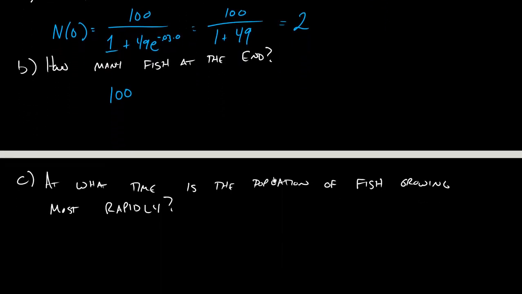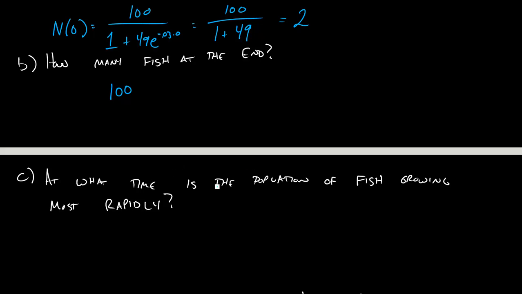Now here's a trickier problem. At what time is the population of fish growing most rapidly? One of the facts that we remember from our introduction is that the population is growing most rapidly when the population is equal to L over 2. So what we want to know is, when is P of t equal to 100 divided by 2? When is P of t equal to 50? That will tell us the value of time t when the population of the fish is growing most rapidly.